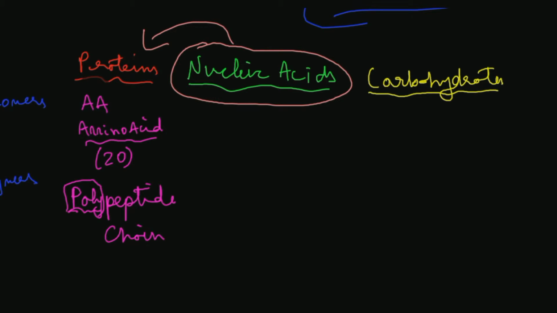Okay, so the monomers of nucleic acids are nucleotides. Sorry for the bad handwriting, but you get the point. Nucleotides are basically your adenine, guanine, cytosine, and thymine, and sometimes uracil, only in RNA.